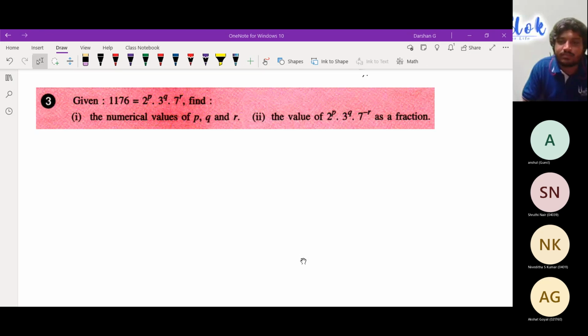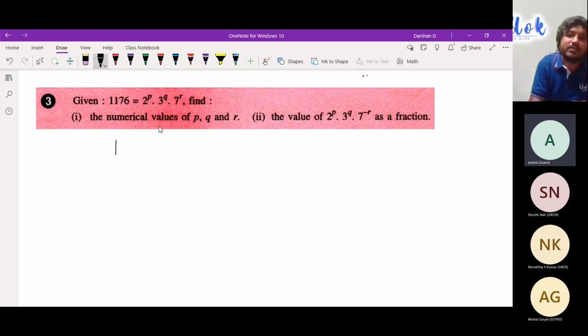Anybody with the answer? Sir, I got both parts. Okay, sure. What is P? Sir, P is 3. Okay, Q. Q is 1. R. R is 2. Okay. What is the answer for this? Sir, is it 24 by 49? Yeah, that's the right answer.